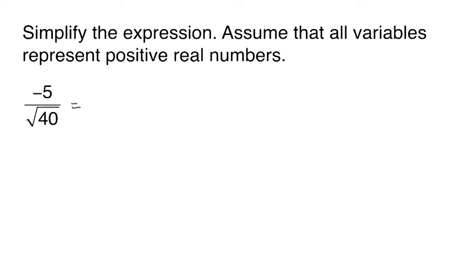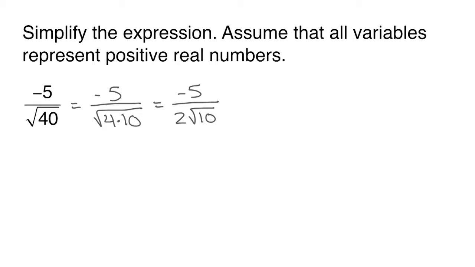To do that, we'll factor out the perfect square of 4 inside the radical. So we have -5 divided by the square root of 4 times 10, which simplifies to -5 over 2 times the square root of 10.